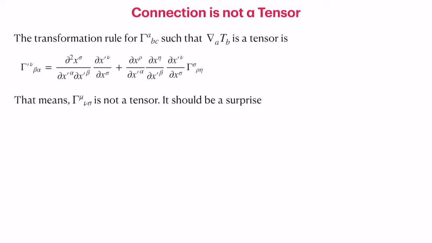So we see that the gamma is not a tensor because of this term. That is not very surprising. We have seen that when we express the derivative operator, we have had two terms there.